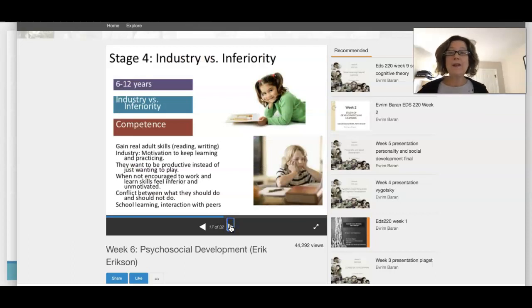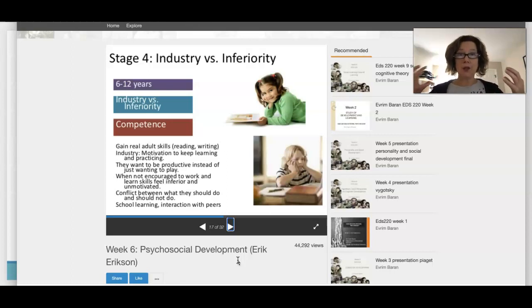Okay, 6 to 12: industry versus inferiority. So at this point, they're starting to gain real adult skills. They're reading, they're writing, they want to learn, they want to practice, they want to be productive instead of just wanting to play. Play is still a big part of it, but they want to start to be productive. When they're not encouraged to work and learn skills, they start to feel inferior and unmotivated.